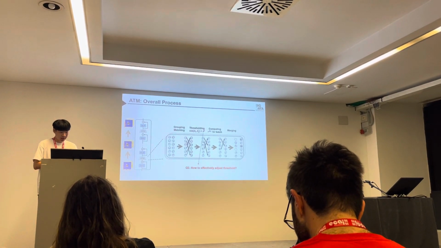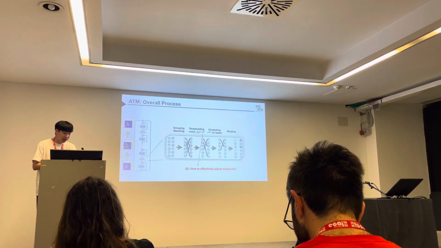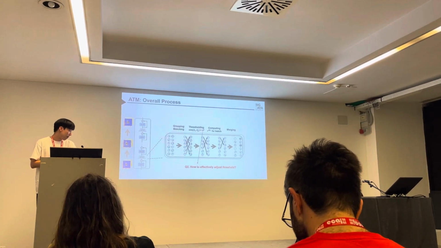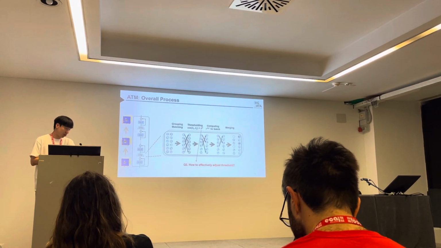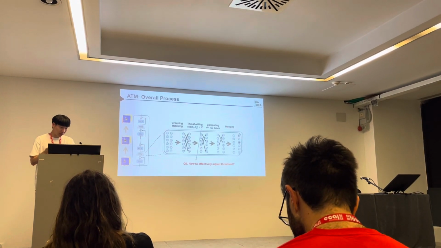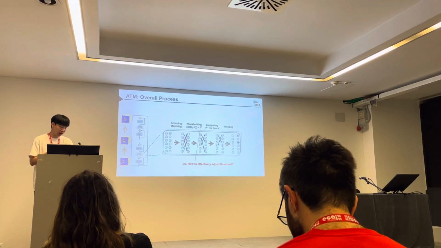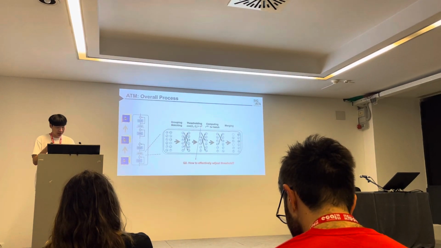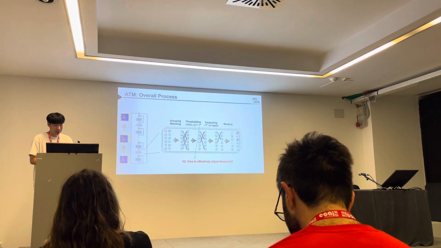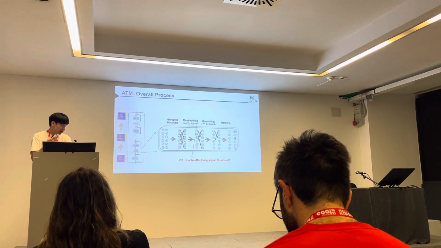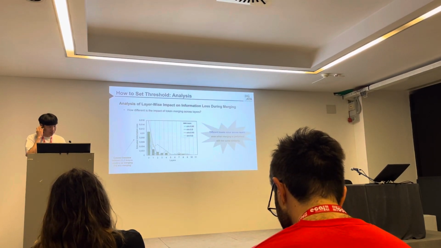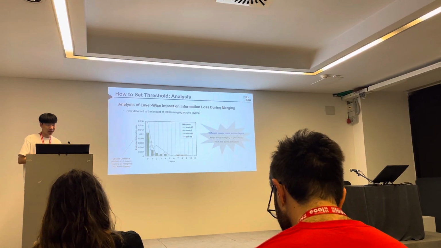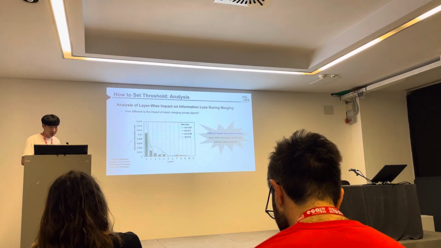The next question is about how to effectively adjust the threshold. In a threshold-based merging approach, we can either set a constant threshold or set a different threshold for each layer. So how should we set the threshold for each layer? To explore this, we measure the layer-wise impact on information loss during merging.